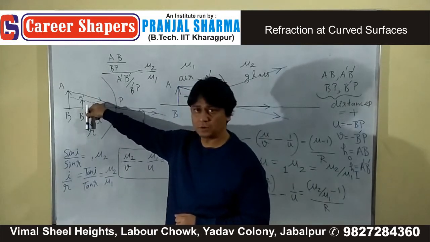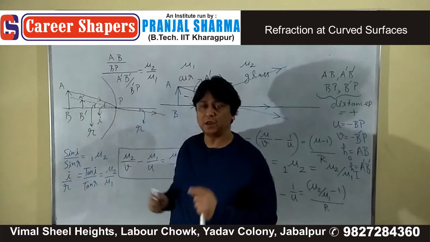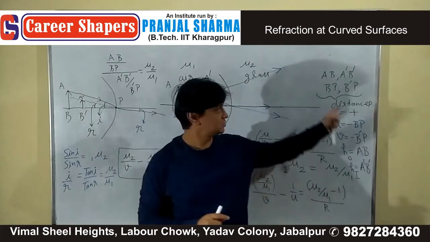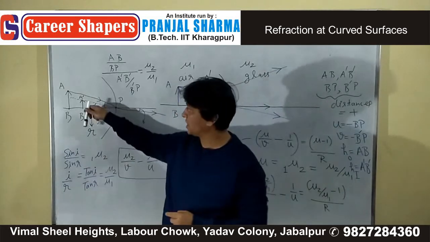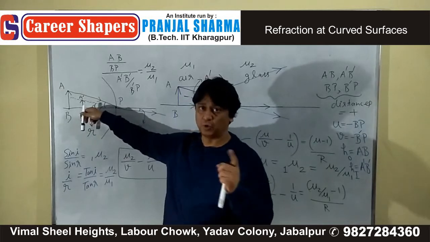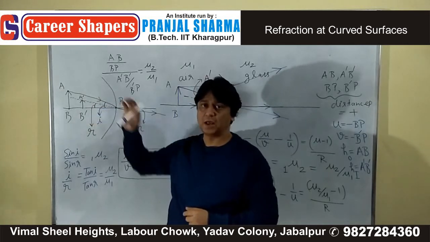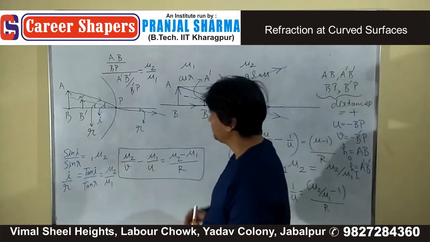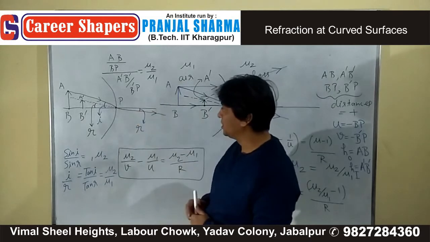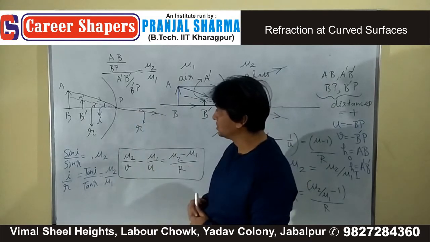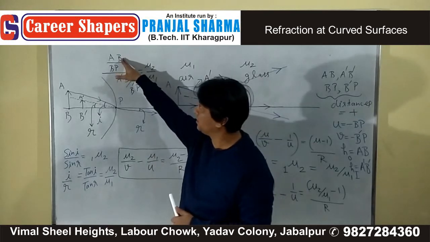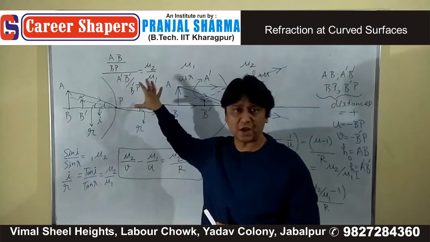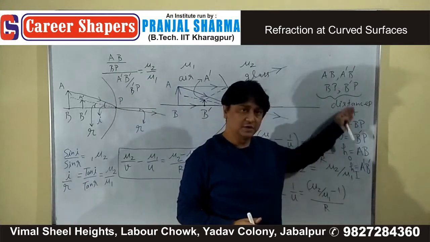If the image is upside down and let's say its length is 3 centimeter, then A dash B dash is 3. Still it's 3 because it's a distance. But for an upside down image, your HI will be minus of 3. HI, HO, U, V, R are always taken with proper sign when you consider these types of equations. So ultimately, this AB, A dash B dash, BP, B dash P, we can now convert all these things with the help of these changes.